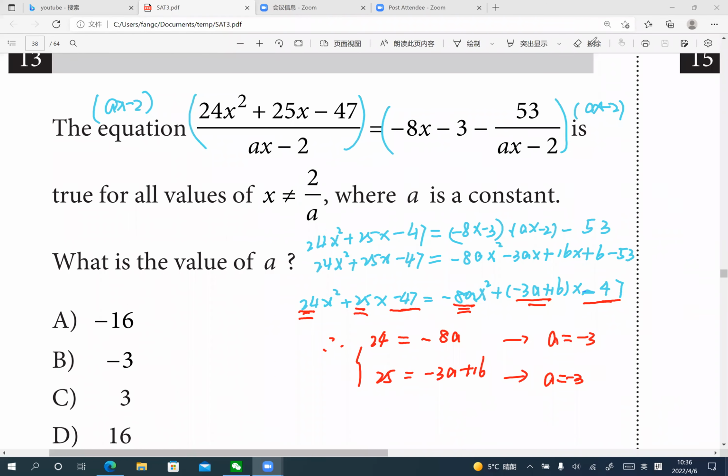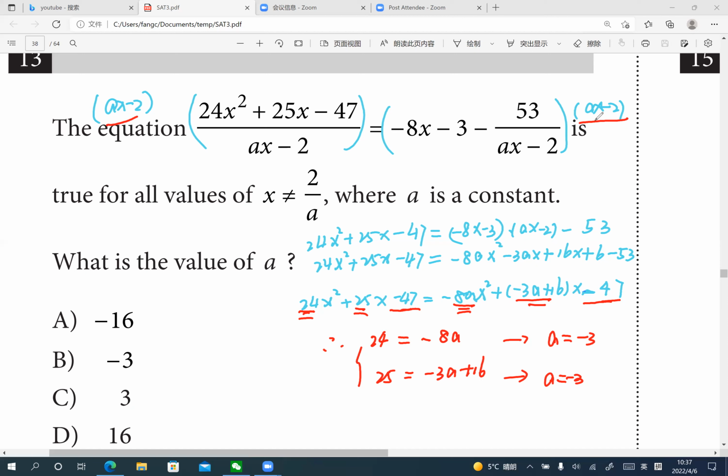Question 13, the equation is true for all values of x not equal to 2 over a, where a is a constant. What is the value of a? So this is a very complicated equation. First we try to solve this equation. We multiply both sides by the common denominator ax minus 2. That is our first step.